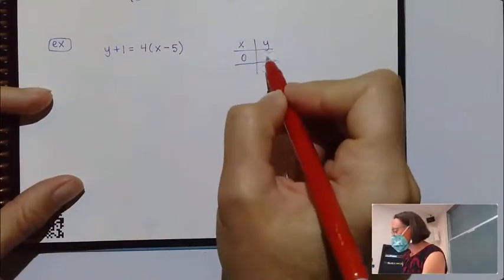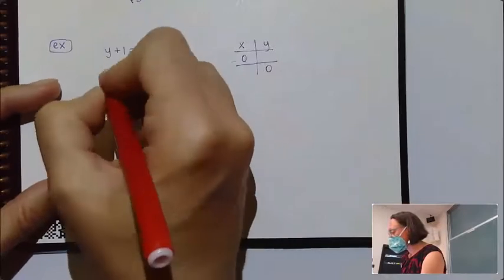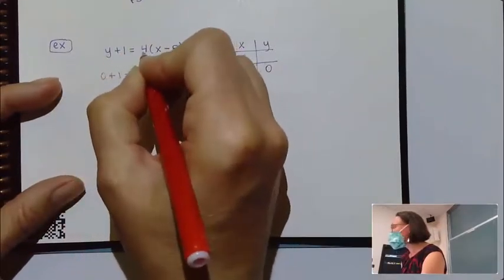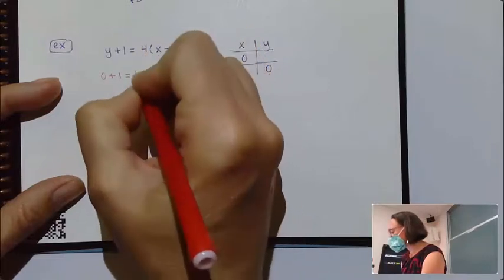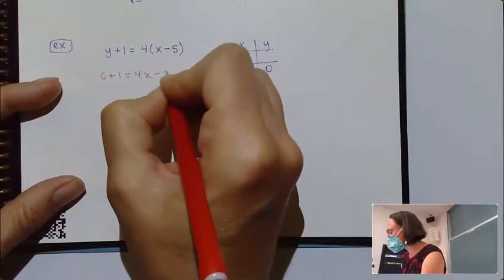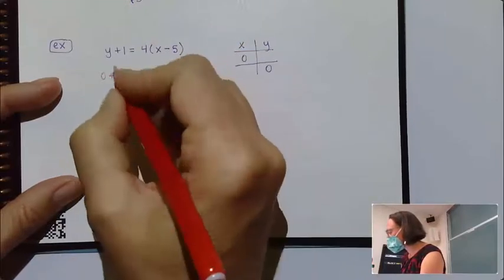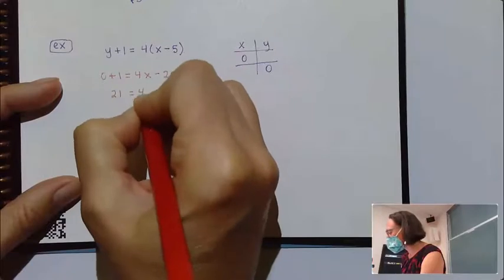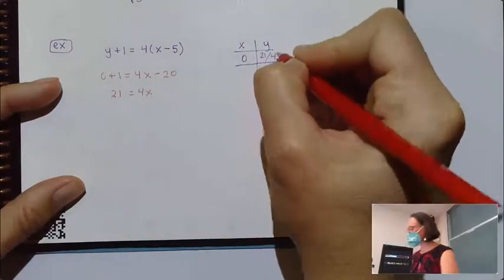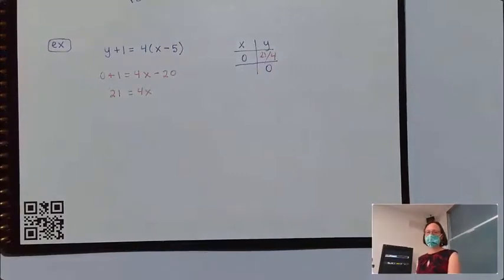So if I'm trying to find the X intercept, I'd plug in 0 for Y. I have 0 plus 1. No fractions here, so I'm going to go ahead and just distribute. Get 4x and then minus 20. So when I add that 20 over, we'll have 21. And it looks like that 21/4 is what we got for X.